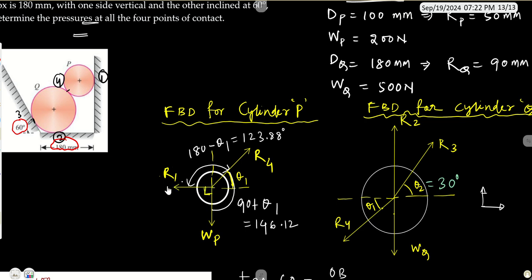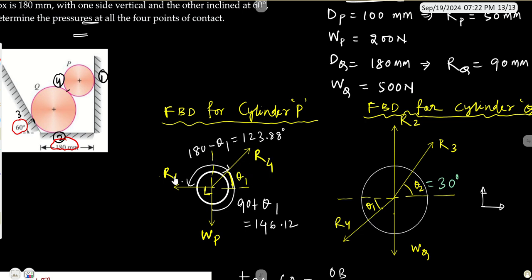If I take this as the positive x direction and this as the positive y direction, then this will be in the negative y direction, right? Here I am noting it as R1. Then R4, the contact between the cylinders P and Q, will be acting, I am assuming, at an angle of theta 1 with this horizontal. Of course, we need to find out this angle for solving this particular question.